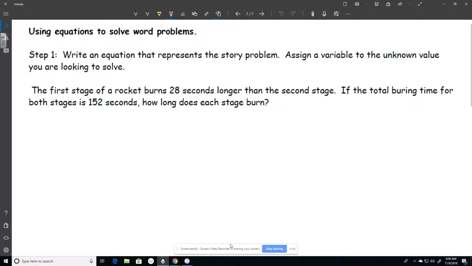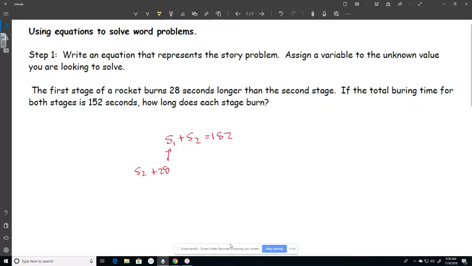So it tells me, I usually look at the end first. If the total burning time for both stages, so stage 1 plus stage 2, if I add those together, the total time is equal to 152. But it wants to know, how long does each stage burn? So it wants to know, how long is stage 1 and how long is stage 2. So let's look at the rest of the problem. The first stage of a rocket burns 28 seconds longer than the second stage. So this stage right here burns 28 seconds longer, so plus 28, than the second stage.